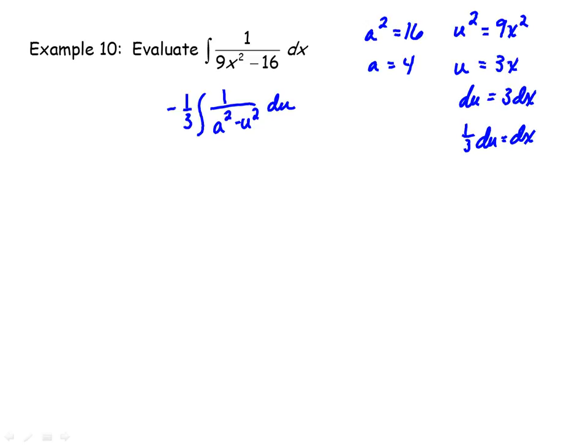Alright, so we have negative 1/3 times, what is the antiderivative of that? 1 over a. A we said was 4. Hyperbolic tangent inverse. U we said was 3x. A again we said was 4 plus c. So we're going to have that, what, negative 1/12?